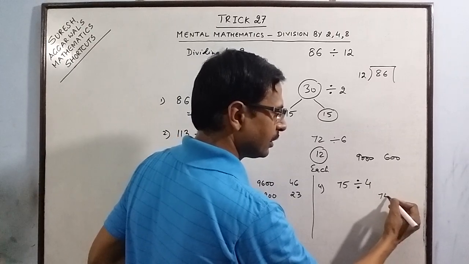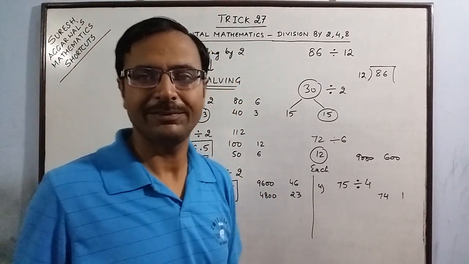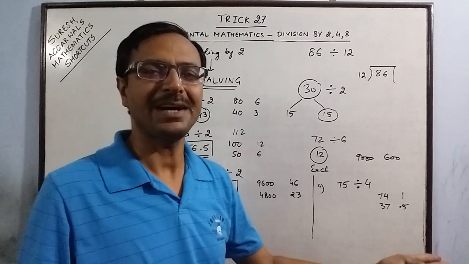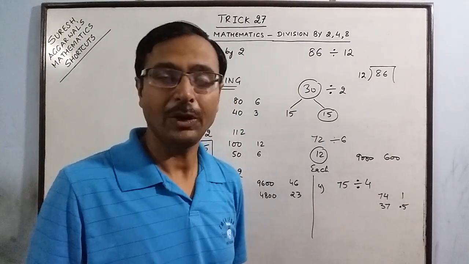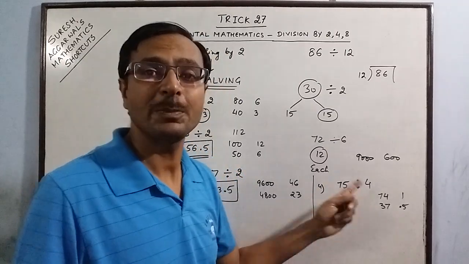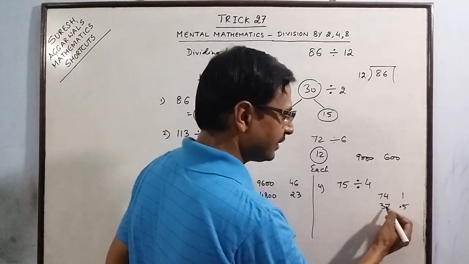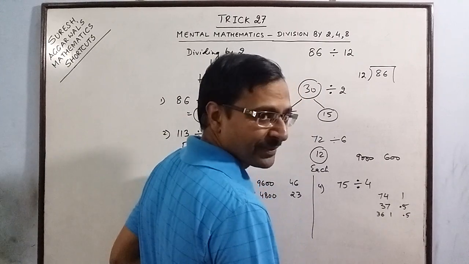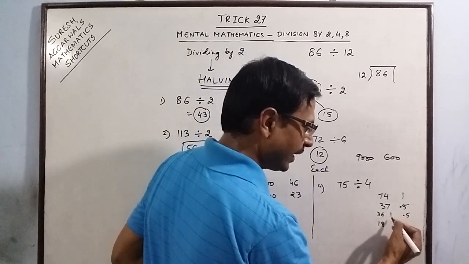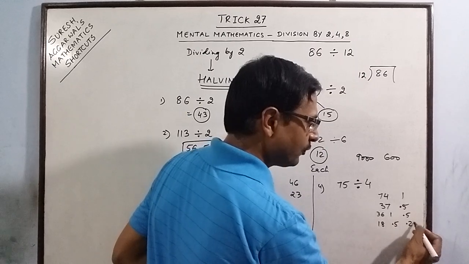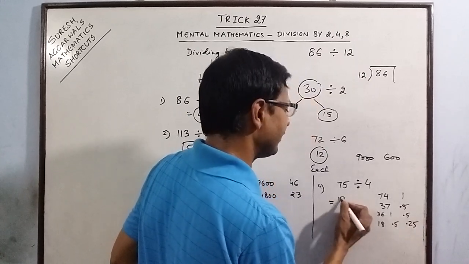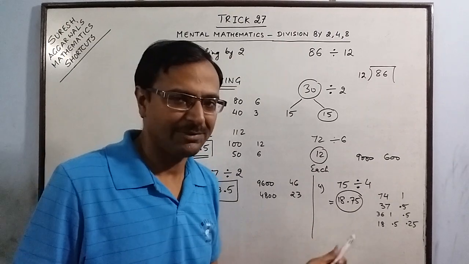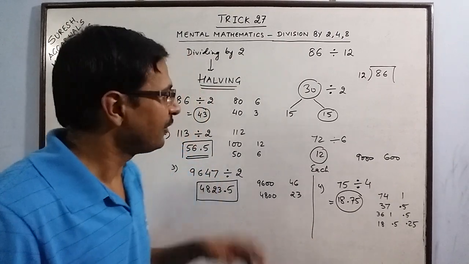74 and 1 is 75. Now half, 37.5. So this 37.5 is what I get when I have divided 75 by 2. Now half another time. Why? Because it is division by 4, not by 2. 38, you can split it as 36 and 1, and 0.5 is there already. So 18, 1 becomes 0.5, and 0.5 becomes 0.25, so 0.75, so 18.75 is the required answer. So 75 divided by 4 is 18.75.